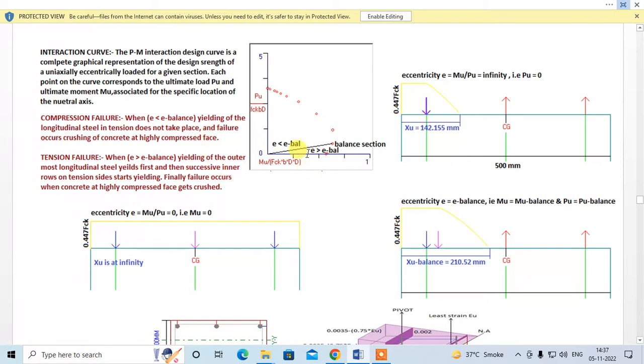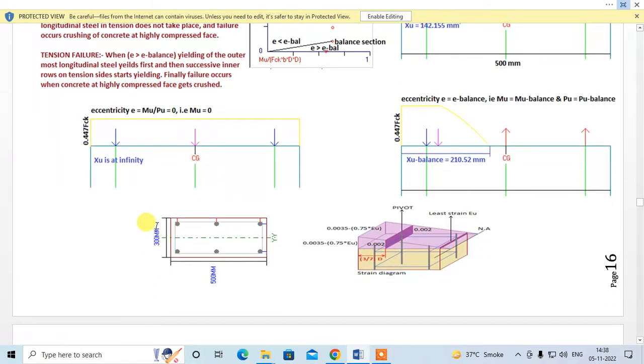Now, if your e is found to be greater than e balance, then the column will undergo a tensile failure, right? What is tension failure? When e is greater than e balance, the outermost longitudinal steel yields first, and then successively the inner rows on the tension side start yielding. Finally, failure occurs when the concrete at the highly compressed face gets crushed, right?